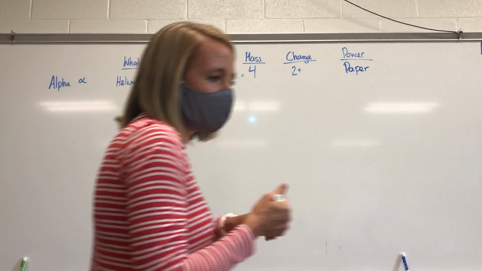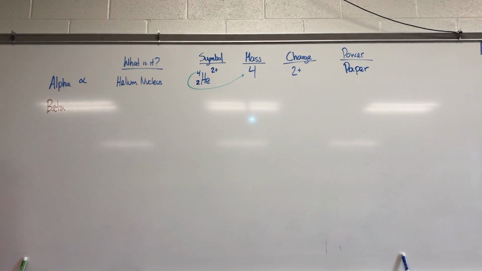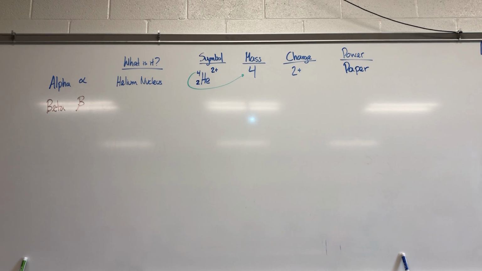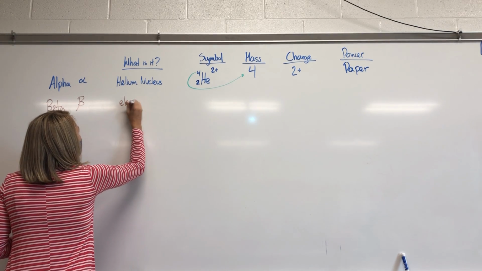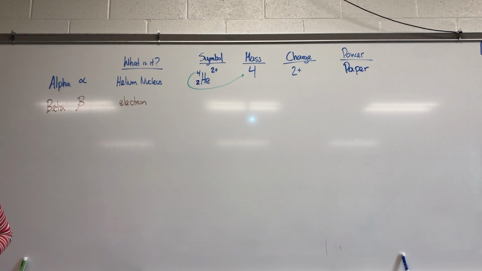Okay, next type of particle we have is a beta particle. The Greek symbol for beta is a B with a tail. So it's actually not the letter B, it's the Greek symbol beta, but it looks like a B. A beta particle is like an electron. So let's talk about its symbol here.